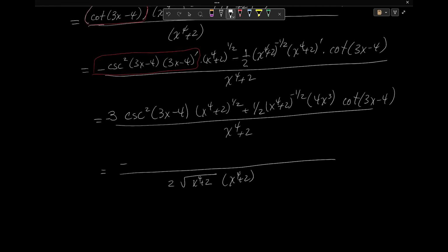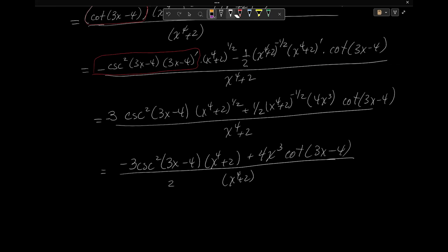And this will go away, so it's negative 3 cosecant squared 3x minus 4, x to the 4 plus 2. The half goes away. And then here I have a plus 4x cubed cotangent 3x minus 4. In the denominator, we can combine to give me a 3/2. And that's what I will leave it. Okay, that's what I'll leave it. This is a good stopping point.